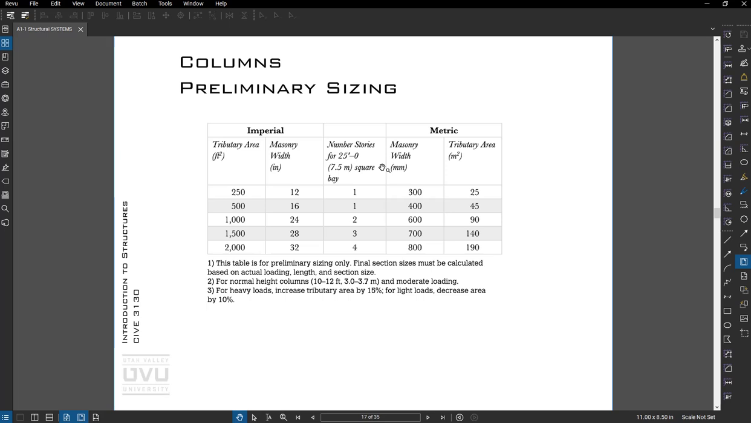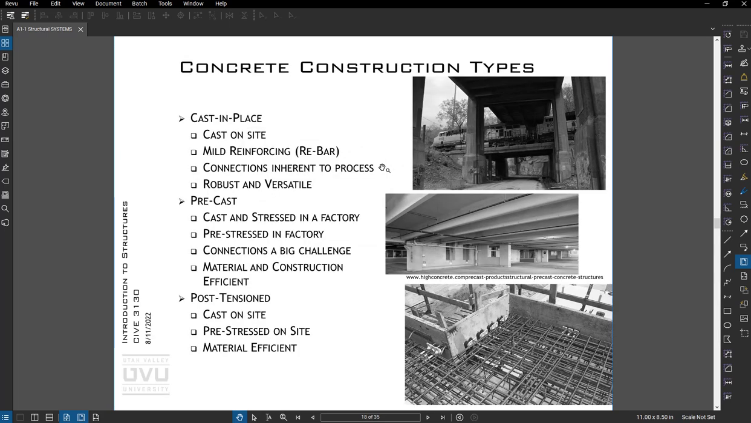Preliminary column sizing. So, jumping into concrete. Concrete is fantastic in foundations, and in structures that need to be watertight or have water as a normal part of them, like in a water treatment plant. Depending on the part of the country, we may do more concrete than steel or vice versa, just depending on what's available.